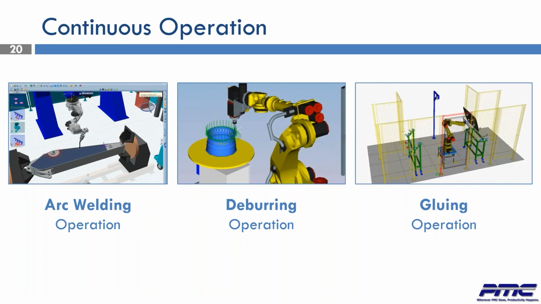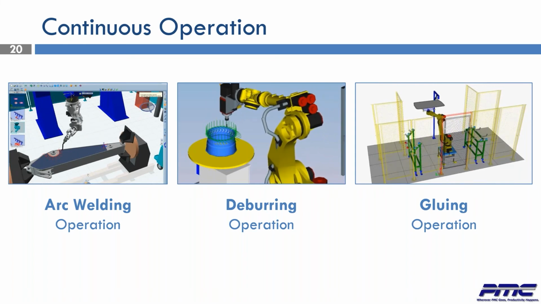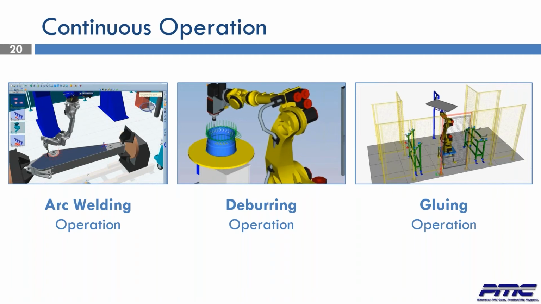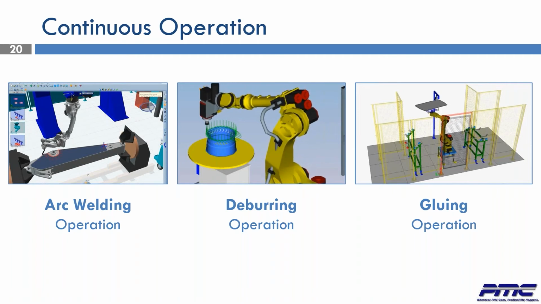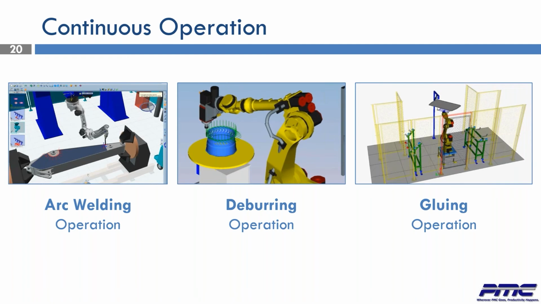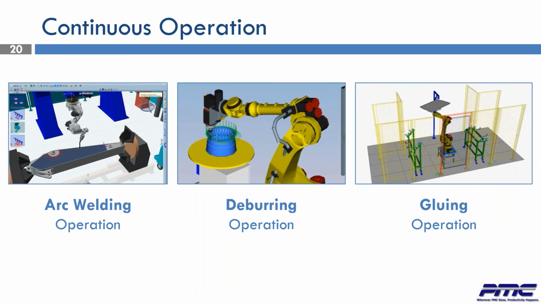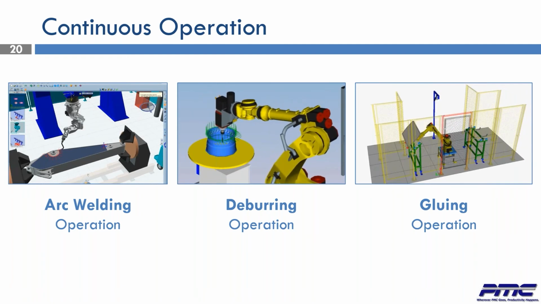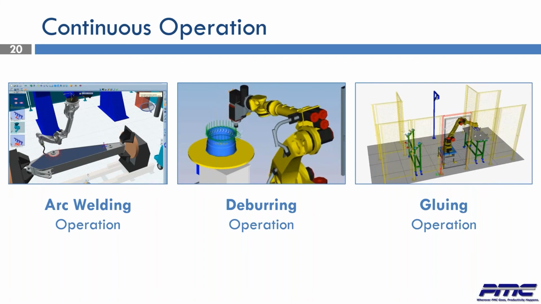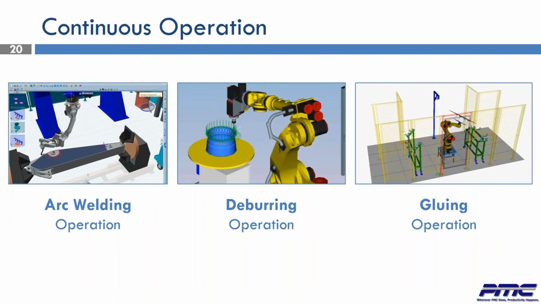In the first example, in the first video, we have an arc welding operation. In this case, we are using the V6 from Dassault Systemes, a universal solution, and for the other 2 videos, for the deburring operation and gluing operation, we are using Process Simulate from Siemens, another universal solution.